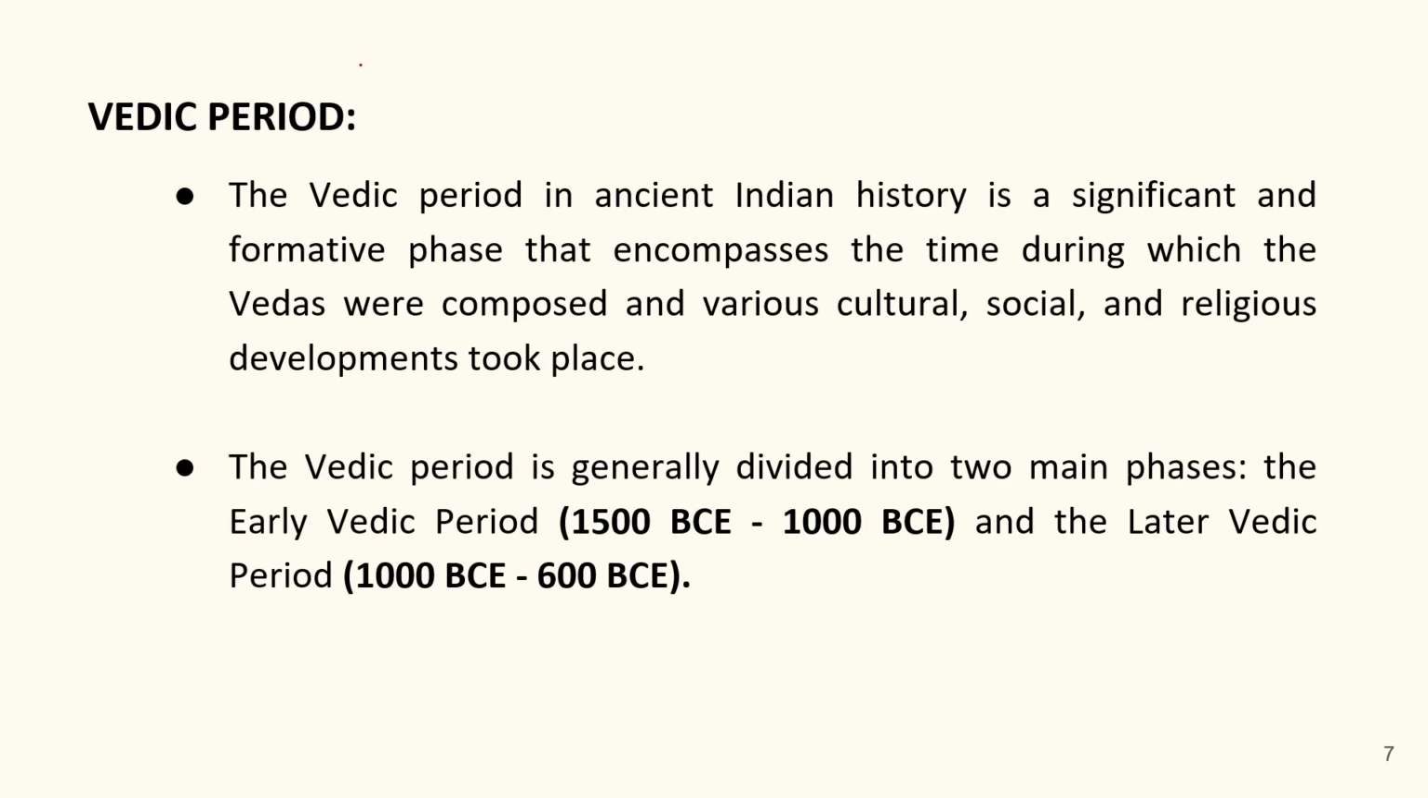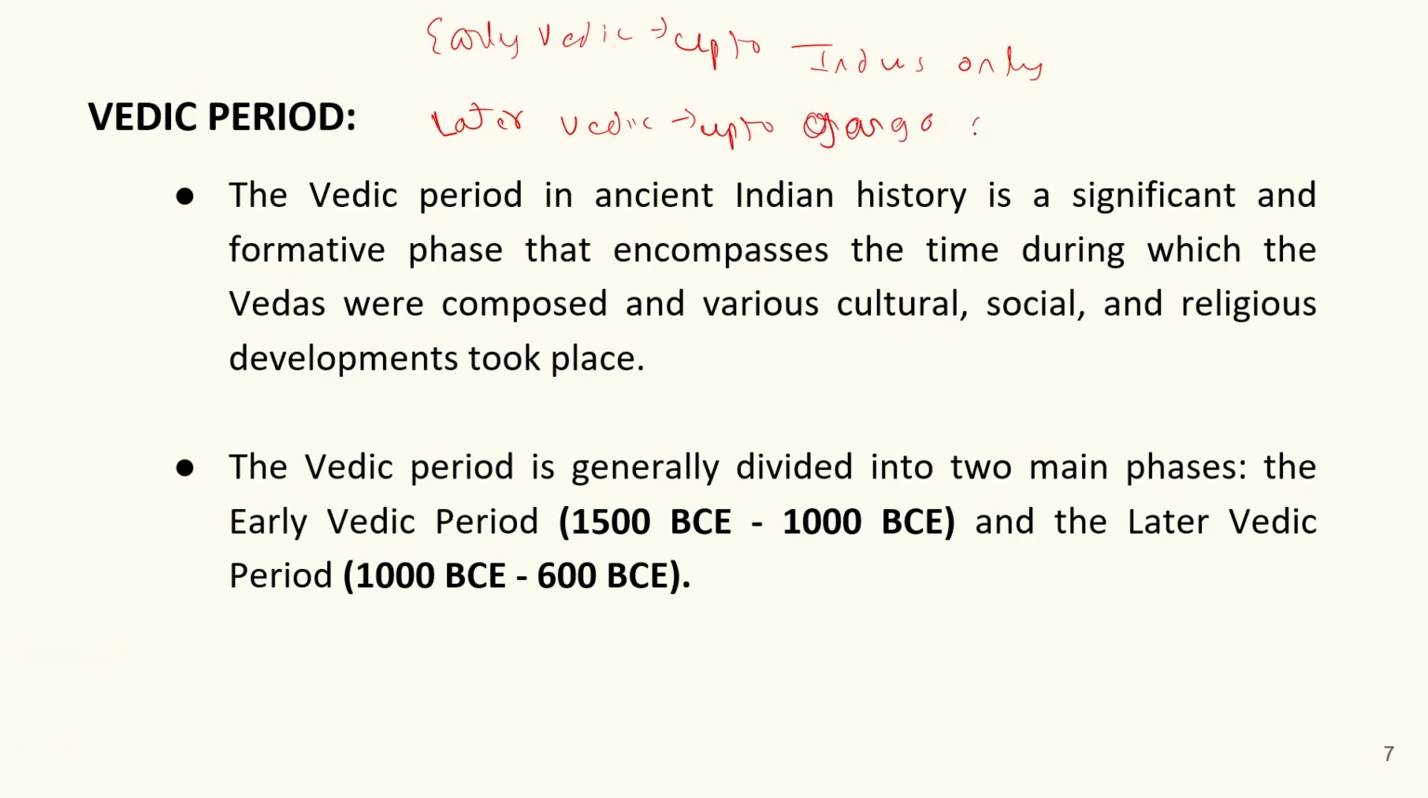First, early Vedic, up to the Indus only. Second is later Vedic, up to the Ganga river. Basically it is considered that when the Aryans came to India, they first came to the western part.